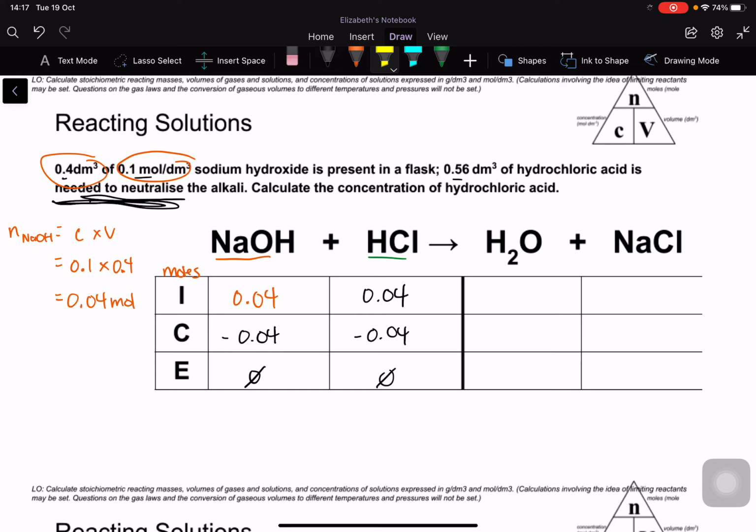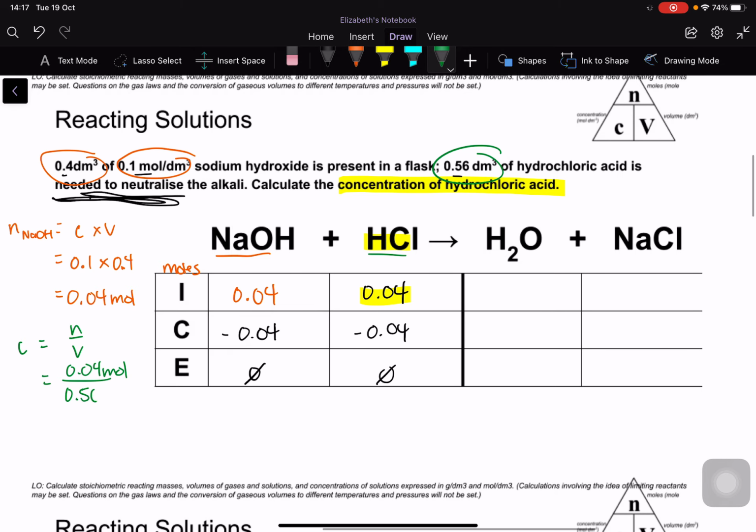Here, instead of trying to find the final amount of moles of HCl, we're actually trying to find the initial amount, and the initial amount is over here. So all we have to do is figure out the concentration. My concentration, again from my equation triangle, is moles divided by volume. From my ICE table, I got 0.04 moles, and the container had a volume of 0.56 decimeters cubed. Doing this division, I get 0.0714 and so on moles per decimeter cubed.